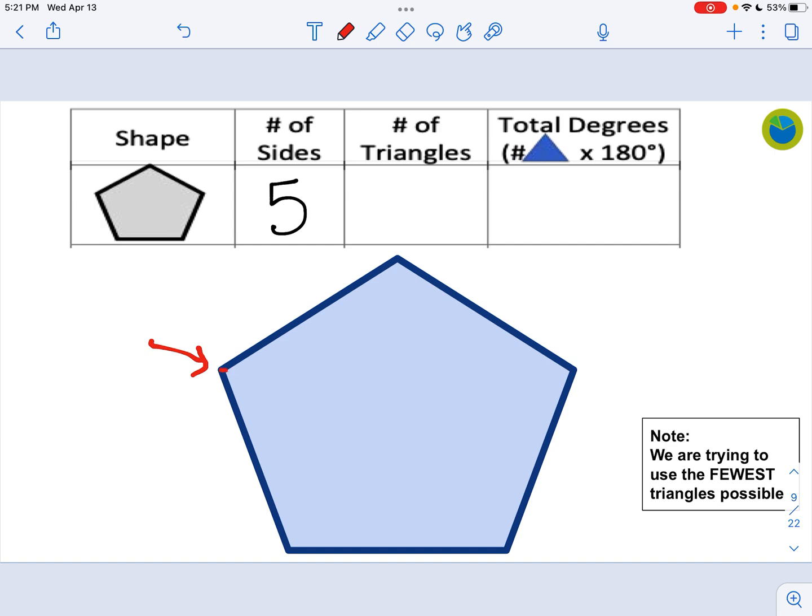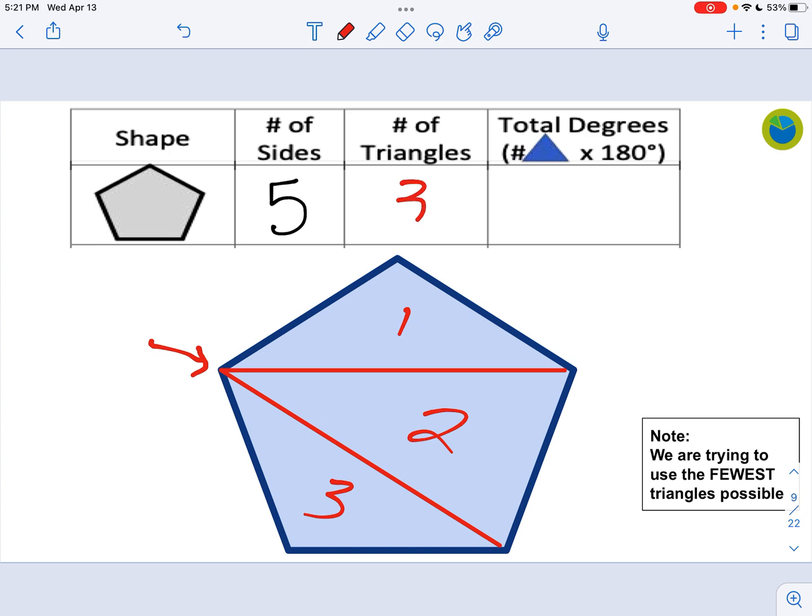So I'm going to press and hold and make a straight line. I have one triangle, but I can't put a 2 here because that's not a triangle. So again, please watch what I'm doing. You don't get to just pick any vertex you want because you'll end up getting too many triangles. To get the fewest number of triangles, you go back to that same vertex and go across to the other side. Now I have 2, 3 triangles. They're all triangles. We have decomposed, we have split up this 5-sided shape into 3 triangles.